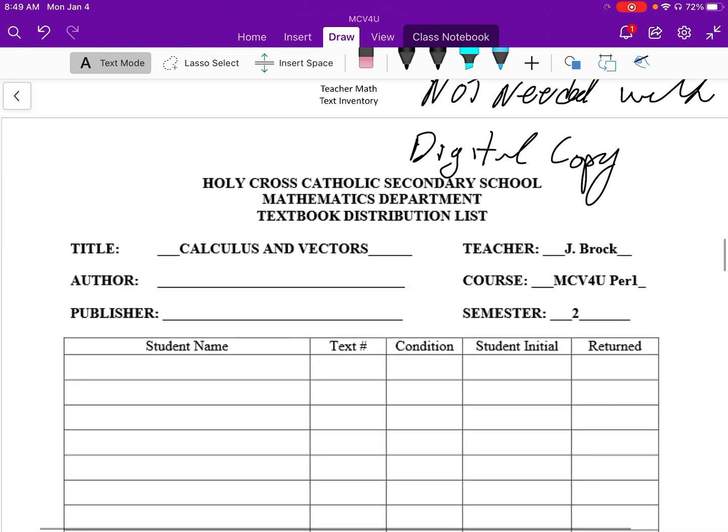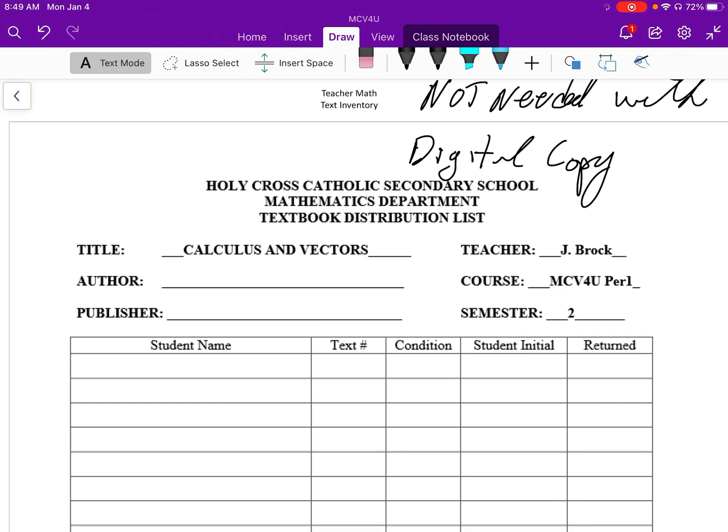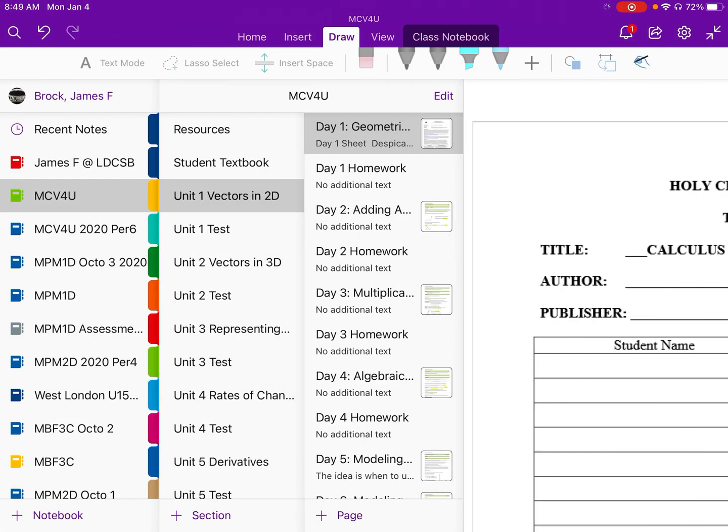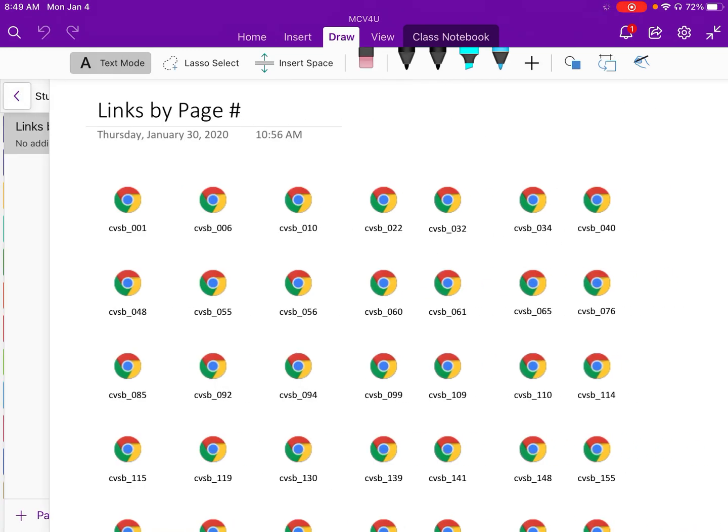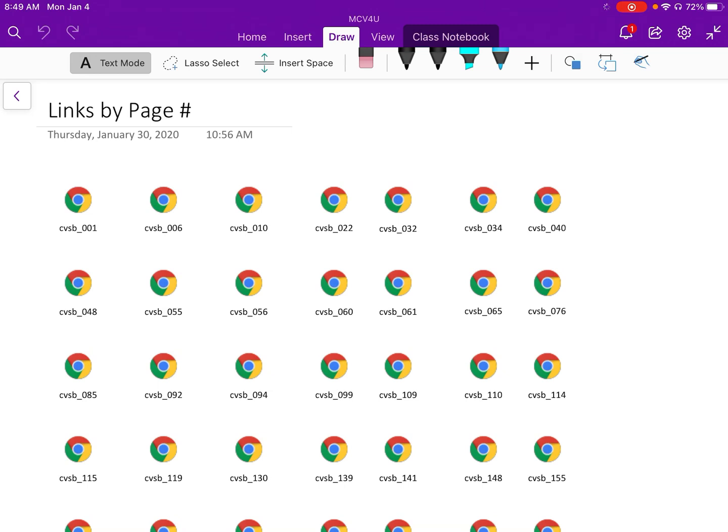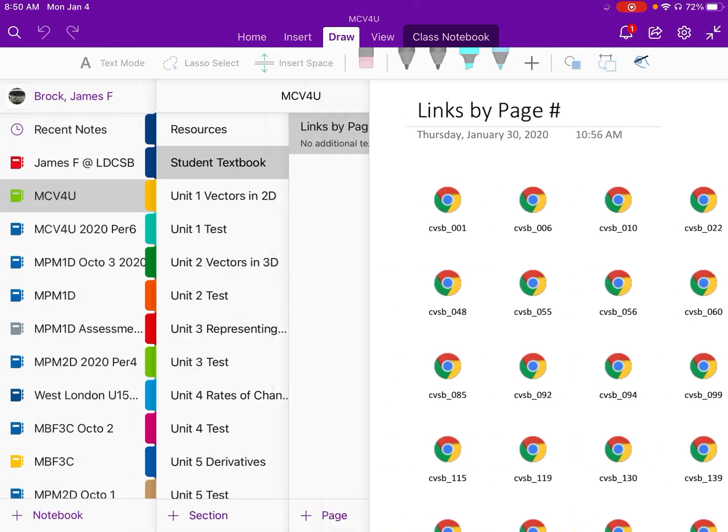Okay, I always include the inventory for the textbooks. There's no need for this because we have a digital version. You have them in OneNote as well. If we take a look at the tab Student Textbook, they're all there. And you notice that all these online links are numbered by their starting page number. So if you need whatever page you're looking for, homework, or at least maybe for some references, they'll all be listed on this page. All right, it's very inclusive.